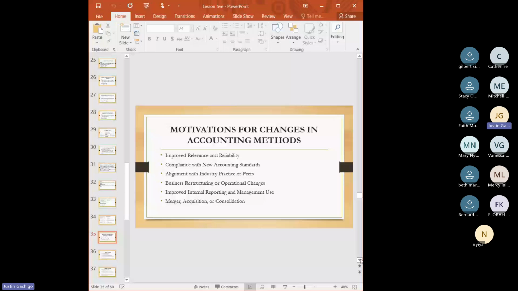Then the other one is business restructuring or operational changes. Like the way we have said, you can have changes in the reporting entity. So a company is changing from being a single entity to a consolidated entity. The other one is internal reporting and management use. So as managers, you want to have a valuation method which represents the true and fair view of the state of the company's affairs. The other one is mergers, acquisitions, and consolidation, which almost agrees with business restructuring and operational changes.